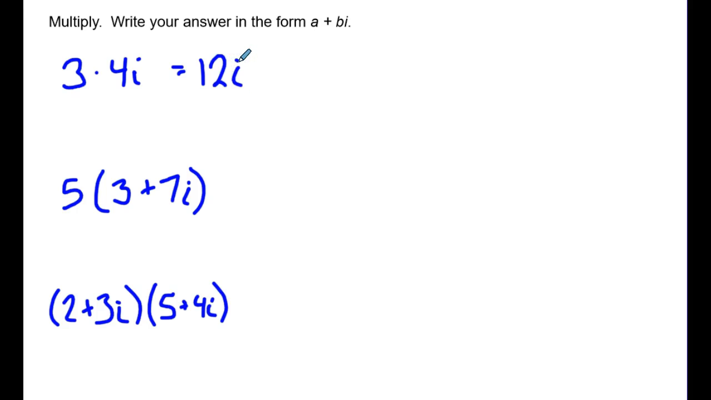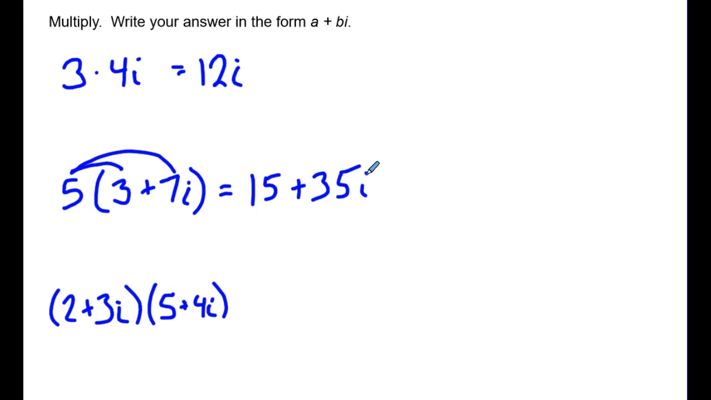In the next part, we have 5 times the quantity 3 plus 7i. This is where we're going to use the distributive property. We have to multiply the 5 to the 3, and we have to multiply the 5 to the 7i. 5 times 3 is 15. 5 times 7i is 35i. Applying that distributive property.